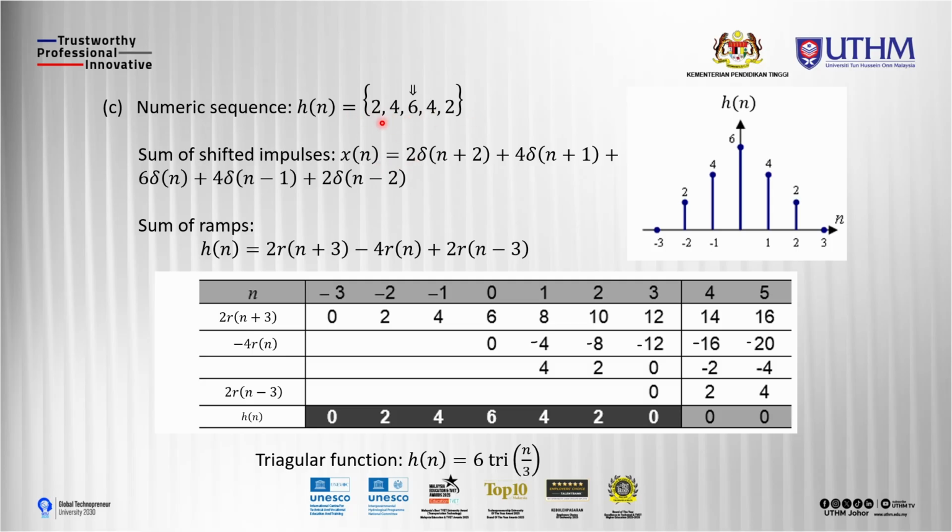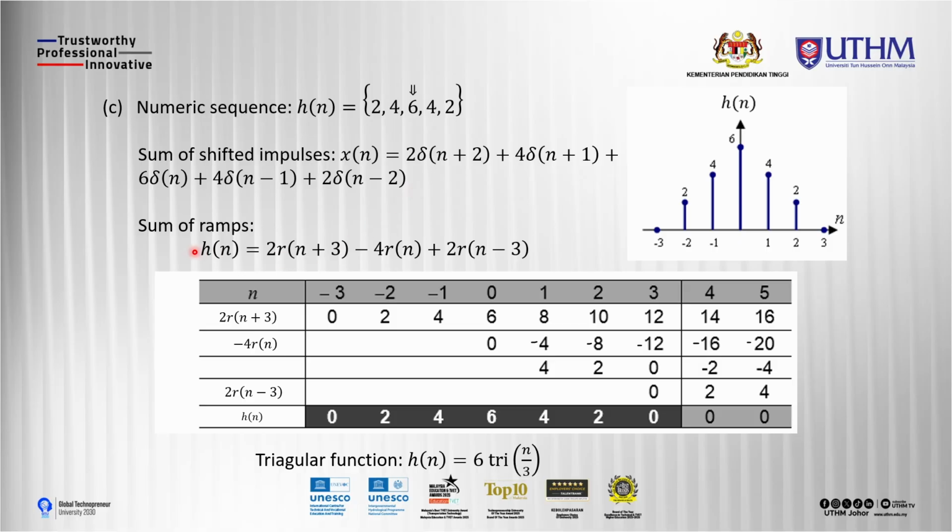You have the amplitude 2 delta n plus 2, which means n equal to minus 2. When n equals minus 1, the amplitude is 4, so 4 delta n plus 1. Then the amplitude 6 at the origin, so 6 delta n. Then 4 at n equal to positive 1, so 4 delta n minus 1. Lastly, amplitude 2 at location 2, so 2 delta n minus 2. So this is done for the signal hn.